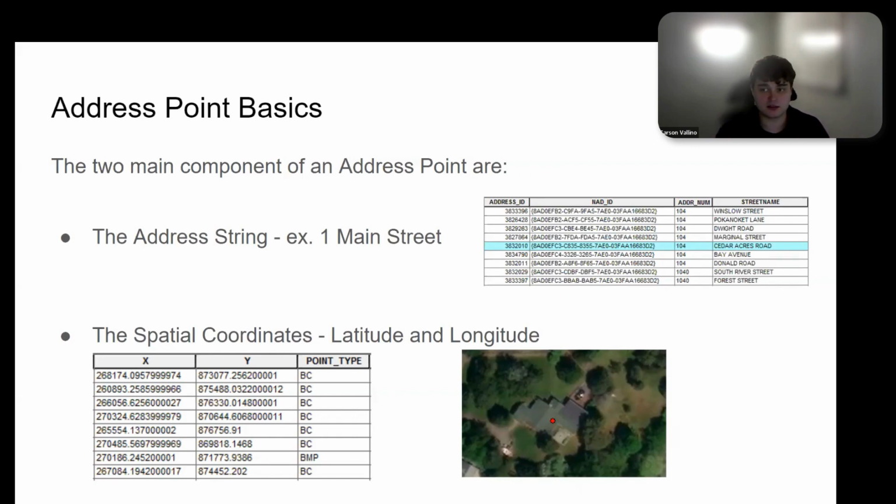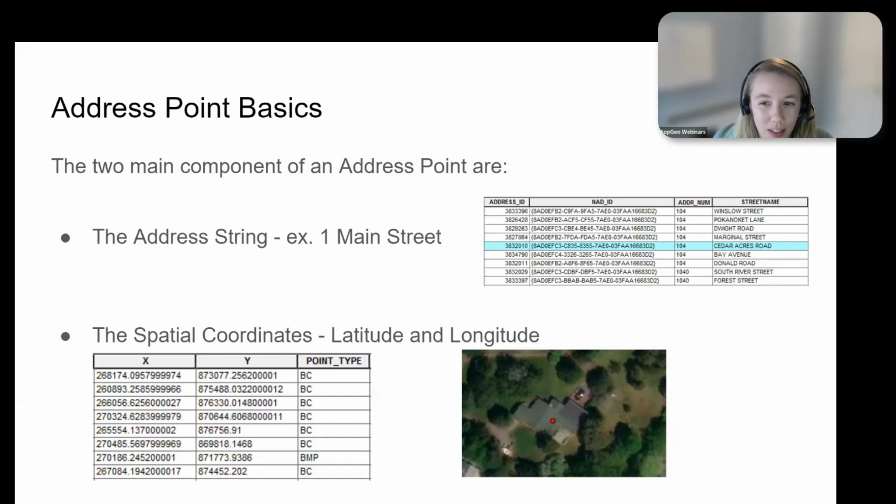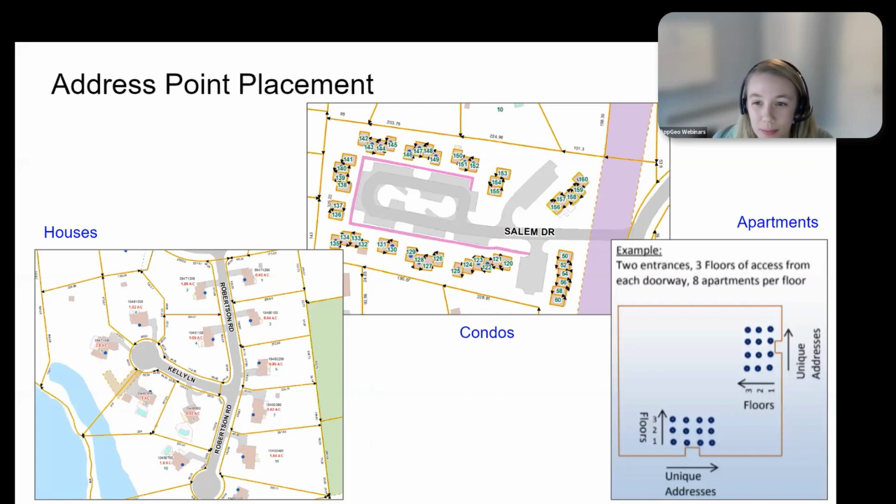They can be presented in a variety of different ways, depending on how a town or even a department chooses to format them. The second part, which takes you from an address table, just a list of addresses, is the spatial coordinates aspect. That's your latitude and longitude, your X and Y coordinates. That gives your address string a physical location on a map in a GIS space. Those are the basics. Let's continue on to address point placement.